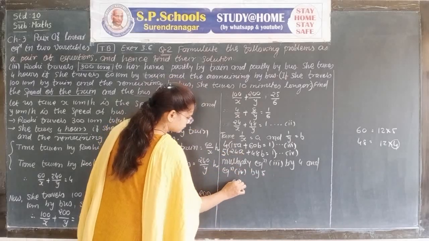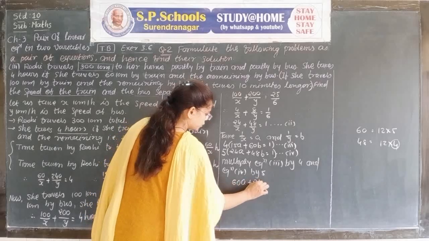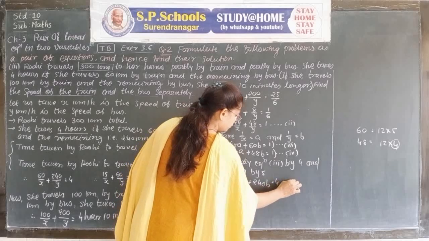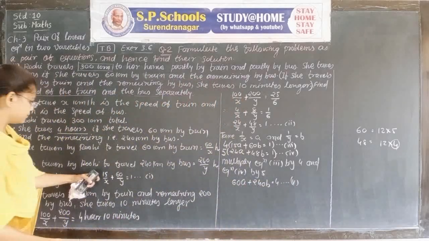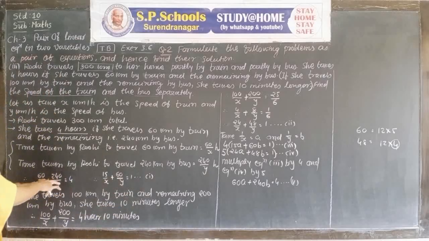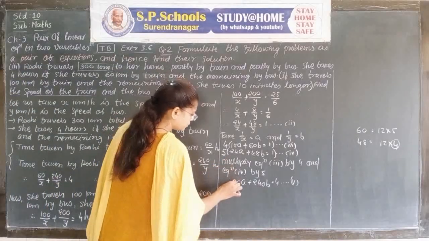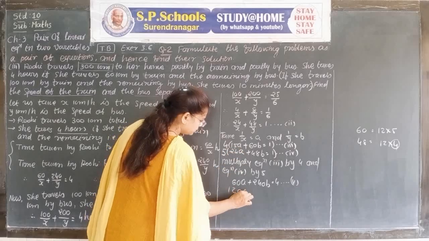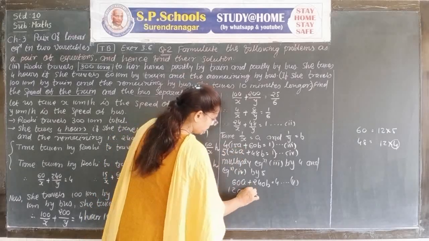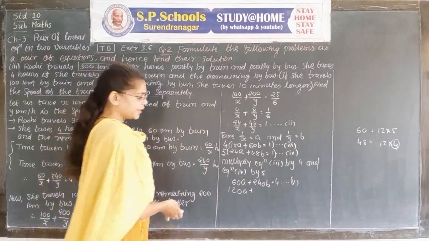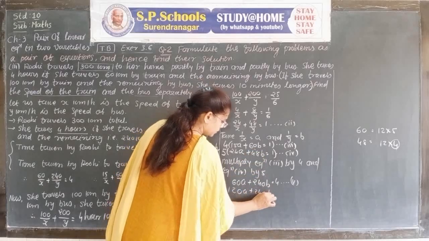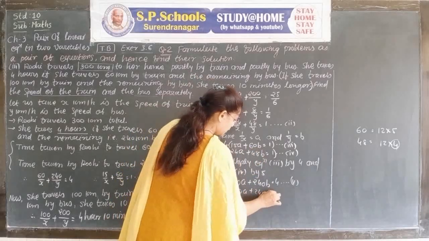15 4s are 60a plus 240b is equal to 4. There is no change in the first, means we give it as it is. And the next one is 24 5s are 120a plus 48 5s are 240b is equal to 5 1s are 5.